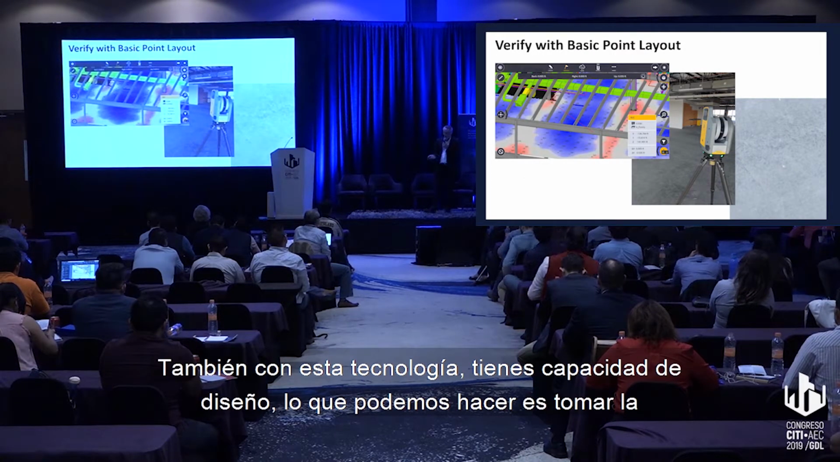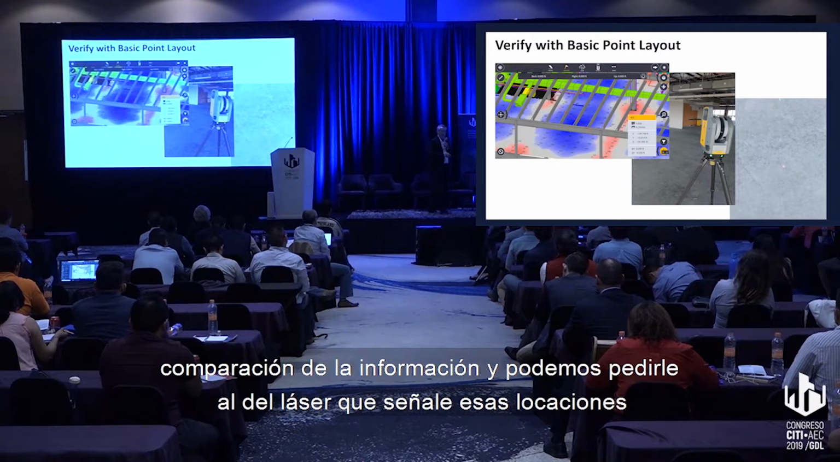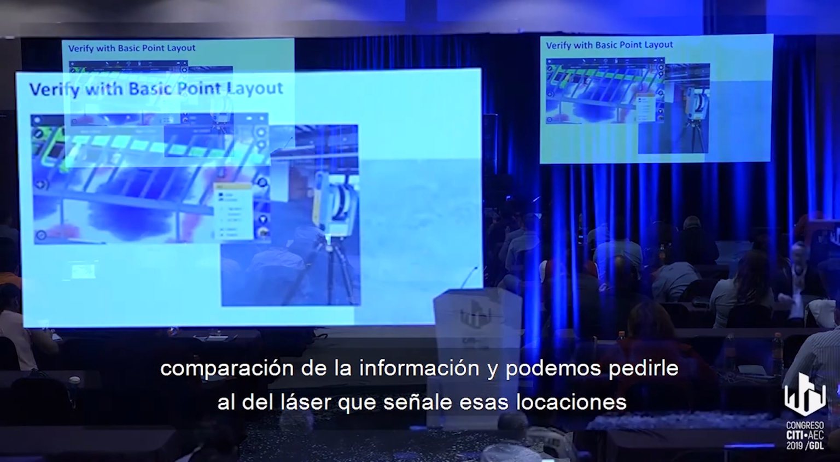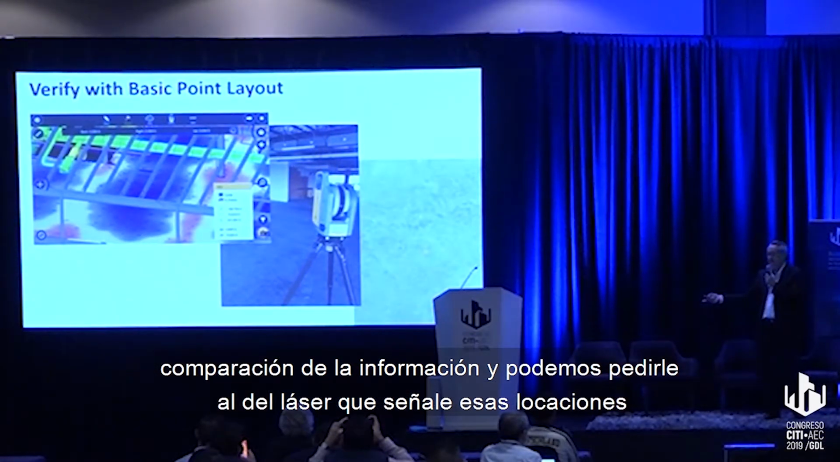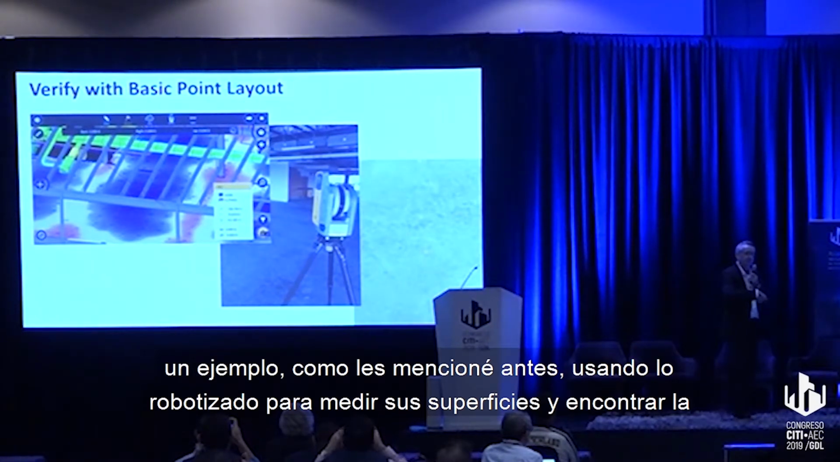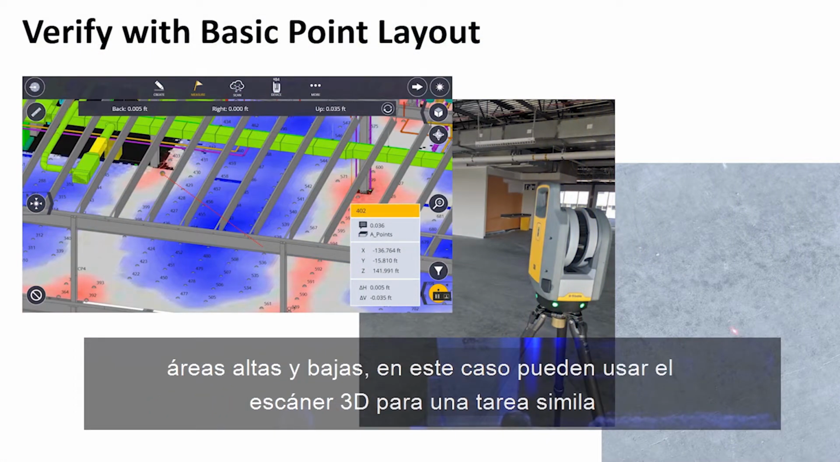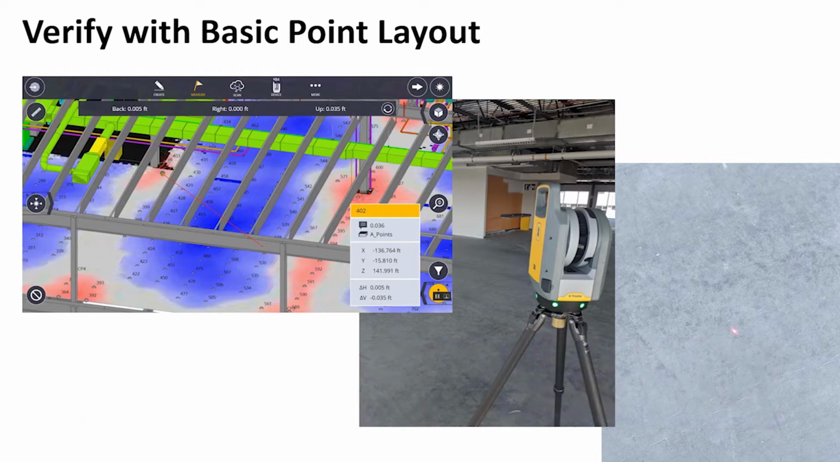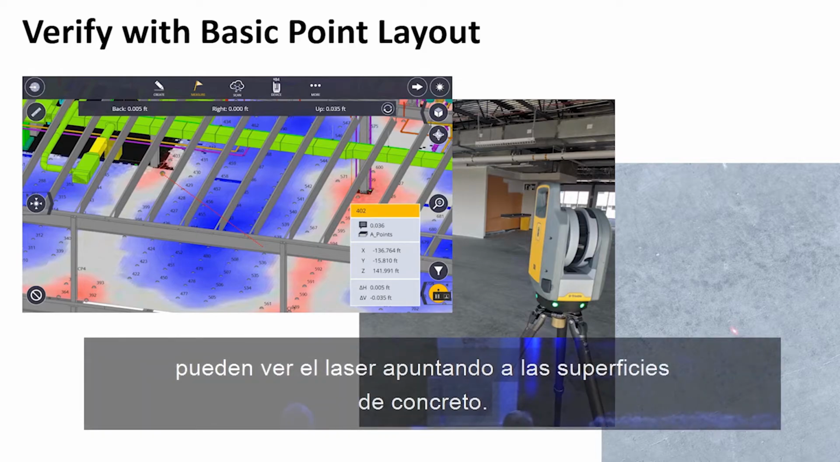So also with this technology, it has basic layout capability. We can take the comparison of the information and ask the laser pointer to point to those locations. A good example, as I mentioned before, is using the robotic total station to measure your surface and to find the high and low areas. In this case, you could use the 3D laser scanners to do a very similar task. Here you can see the laser pointer on the concrete surface.